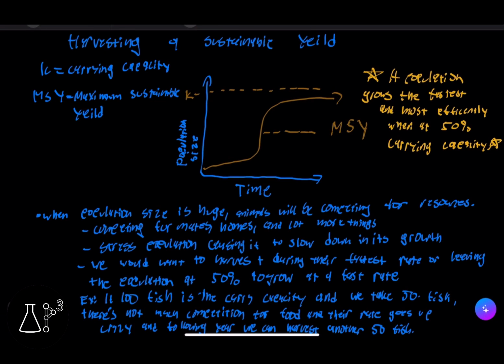So I want to talk now about harvesting a sustainable yield. Remember, K is carrying capacity, and MSY is the maximum sustainable yield. Now remember, a population grows the fastest and most effectively at 50% carrying capacity. When population size is huge, animals will be competing for resources, and also for mates and homes and a lot more, basically stressing the population and causing it to slow down in its growth. So we would want to harvest during the fastest growth rate, leaving the population at 50% to grow at a fast rate. For example, if 100 fish is the carrying capacity and we take 50, there's not much competition for food and the population grows quickly, and the following year we can harvest another 50 fish.